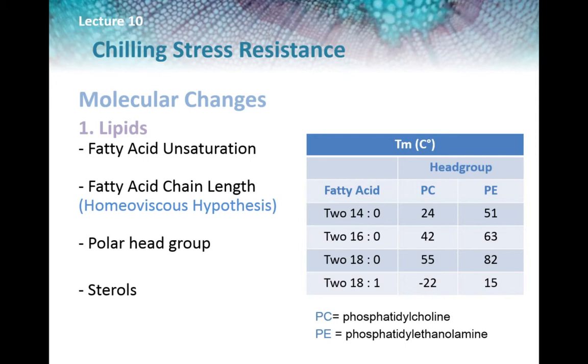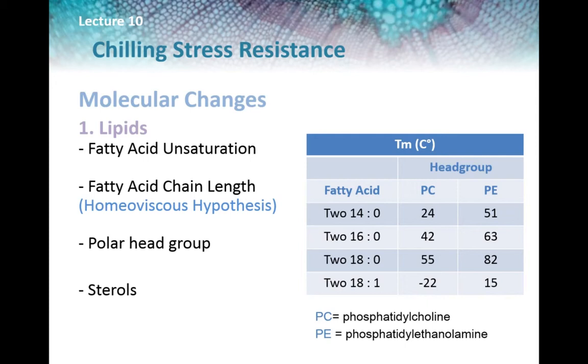Fatty acids can have increased unsaturation, contributing to a lower phase transition temperature if the double bonds are of the cis configuration. Fatty acid chain length also affects the phase transition temperature, with the melting temperature decreasing with the decreasing length of fatty acid tails. These principles are illustrated in the table from the membrane module earlier in this course.